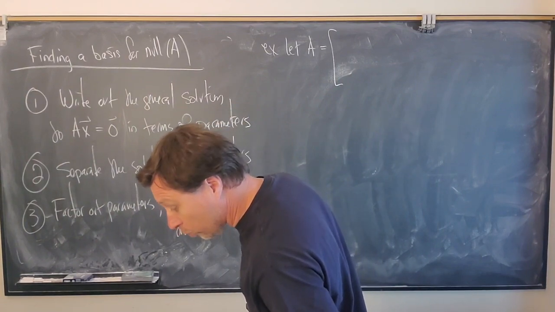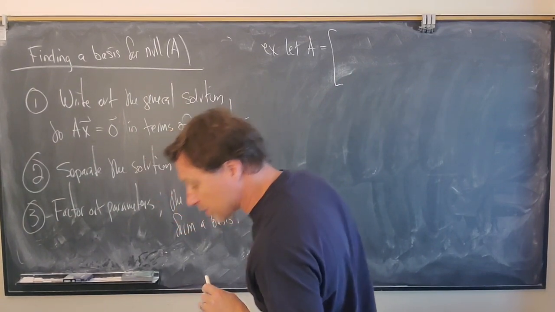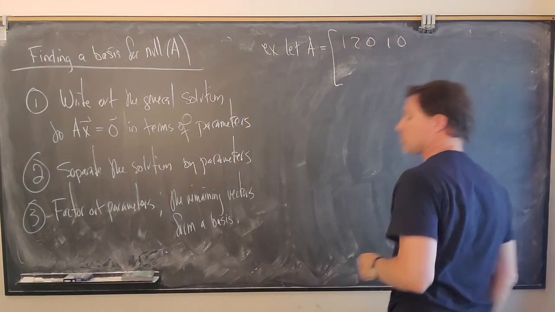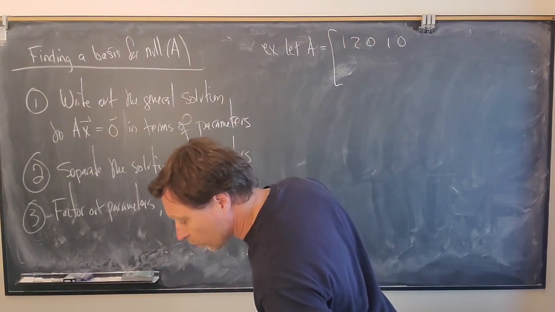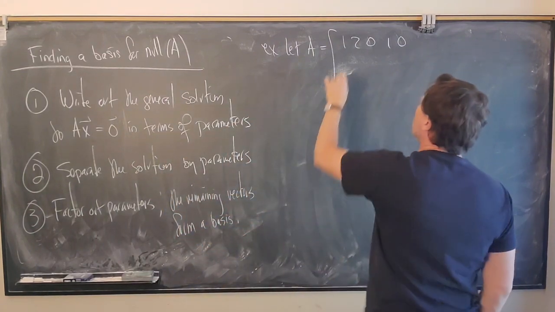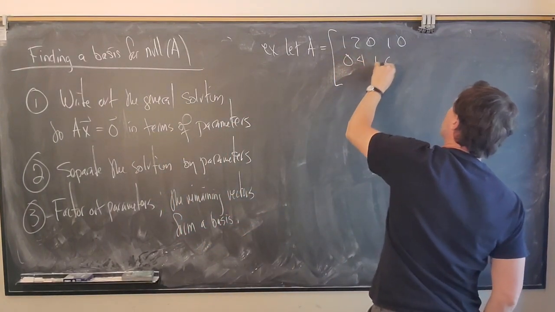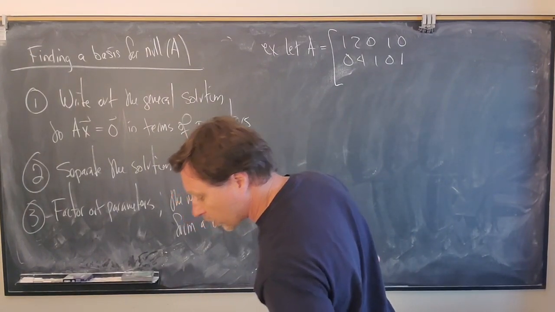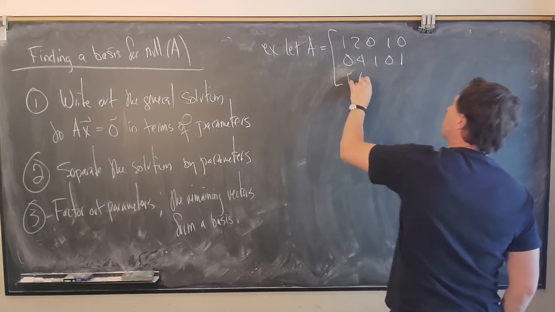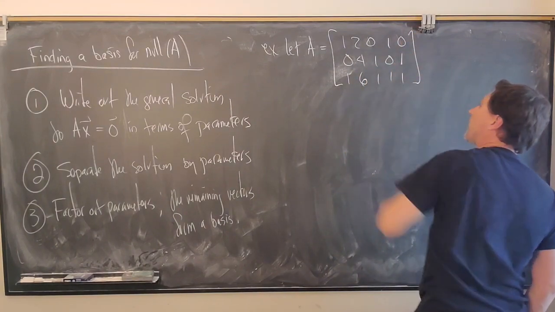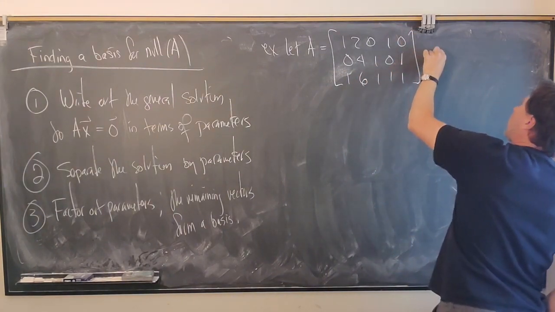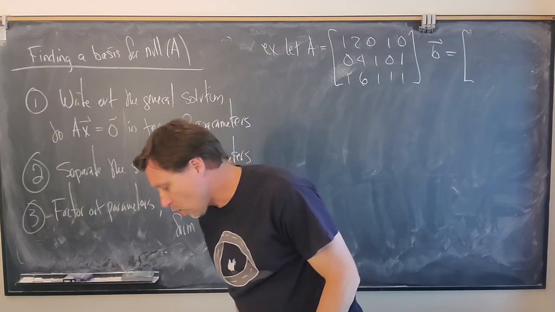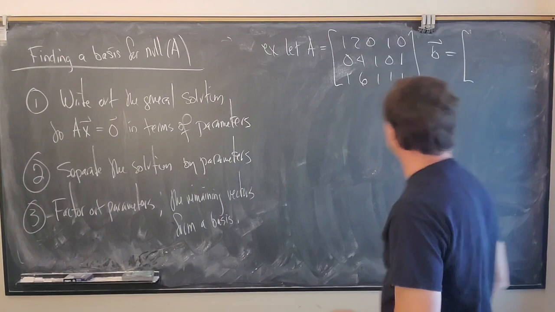I'm going to go row by row: 1, 2, 0, 1, 0. Next row, 0, 4, 1, 0, 1. And then 1, 6, 1, 1, 1. All right, so we've got a 3 by 4 matrix. Also, I need a vector B, and B will be 1, minus 1, 0.